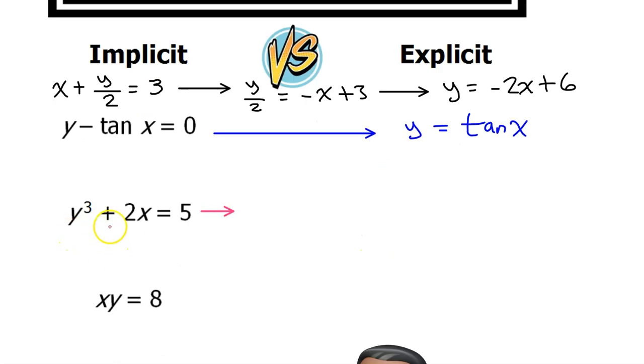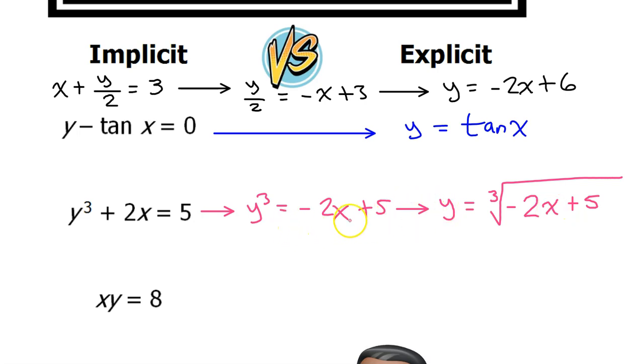Here's another implicitly written equation with the x and y together on one side. Let's see if we can get y by itself to write it explicitly. Subtracting 2x from both sides, we have y to the third power is equal to negative 2x plus 5. Taking the cube root of both sides, we get y by itself, and now the same equation is written explicitly. We usually would write an equation explicitly if we wanted to find dy dx.